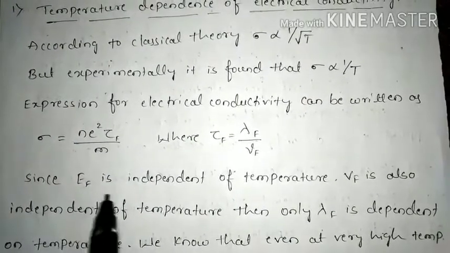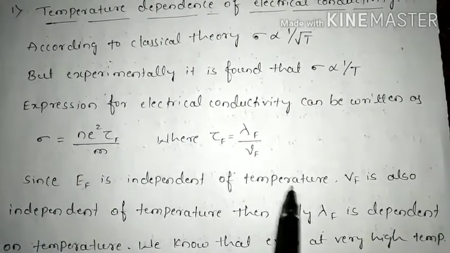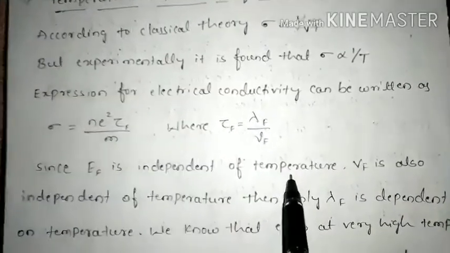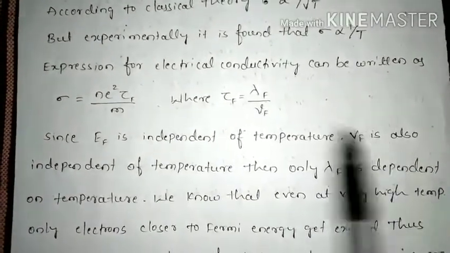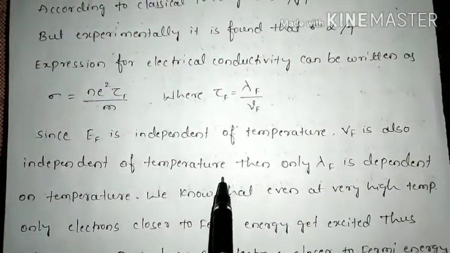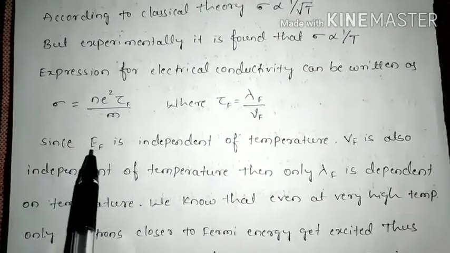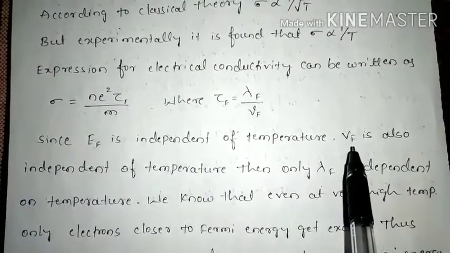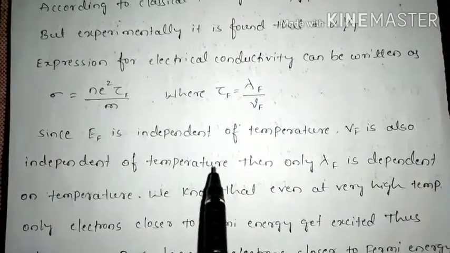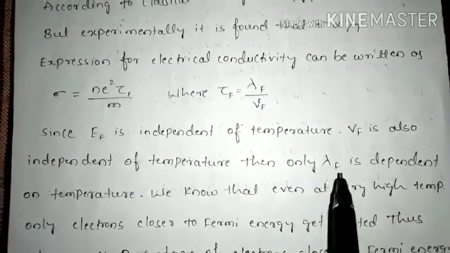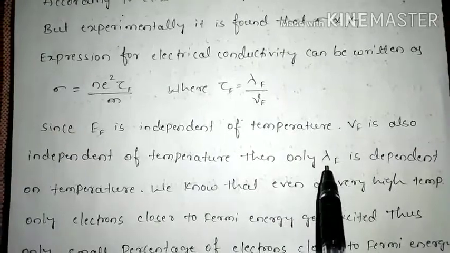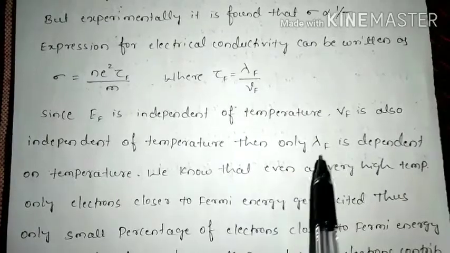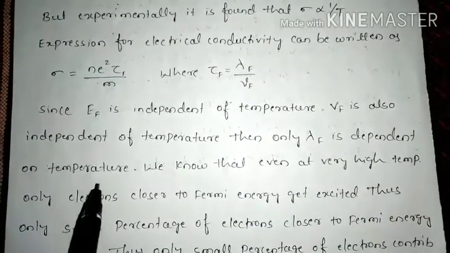Since EF, the Fermi energy, is independent of temperature, Vf is also independent of temperature. So dear students, you should understand that the Fermi energy is independent of temperature, so the Fermi velocity, the velocity of those electrons, is also independent of temperature. So only lambda f is dependent. Lambda f is nothing but the mean free path of the Fermi electrons. So lambda f is dependent on temperature.